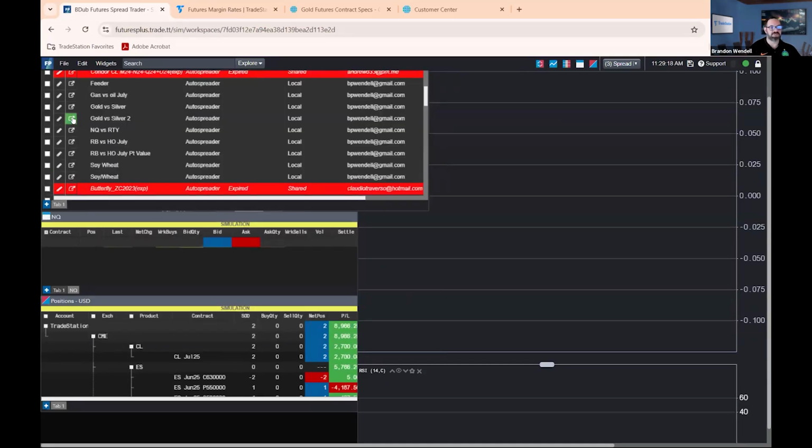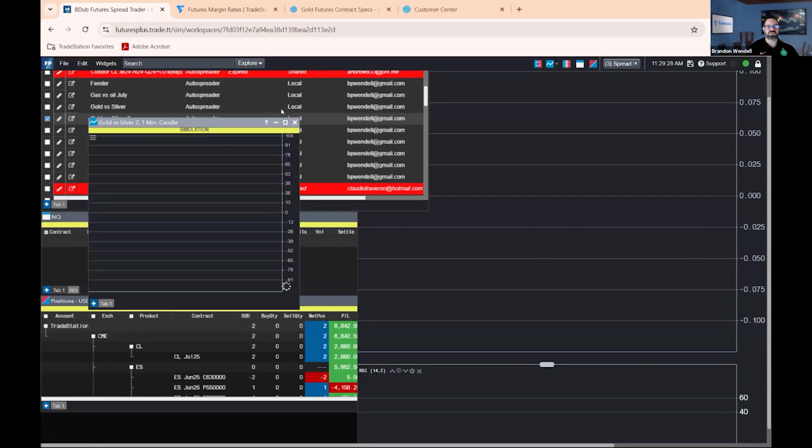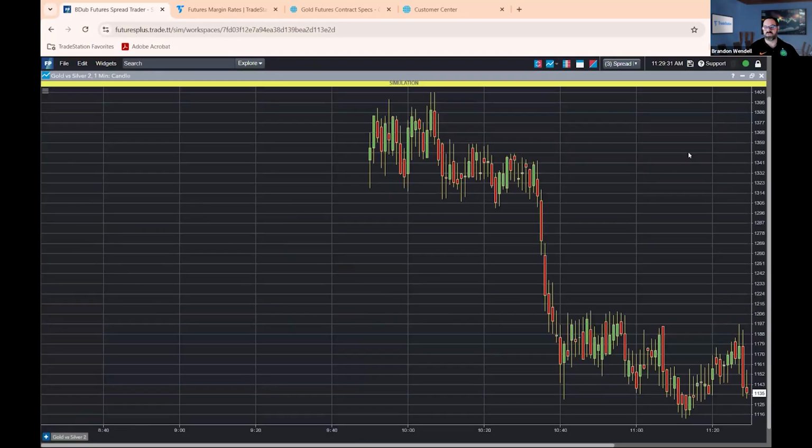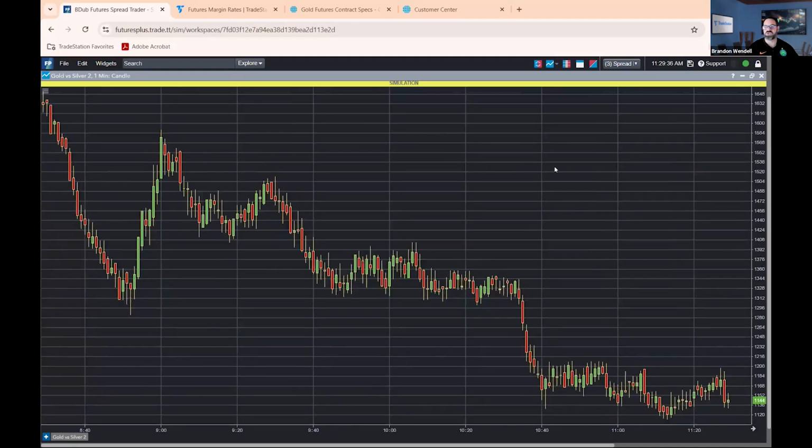There it is, gold versus silver 2. And I can click on this and open either an MD trader to trade this or simply open up the chart. And I can open up the chart or market grid with legs, all kinds of good stuff. But I'll just open up the chart right now, and there's the gold versus silver chart. That's the intermarket spread using notional value.